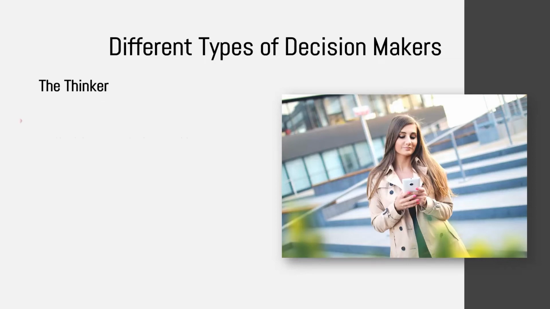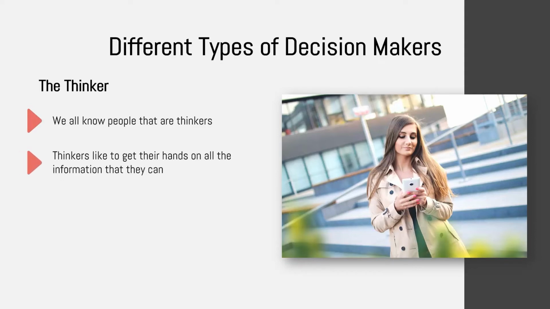The thinker. We all know people that are thinkers. They like to scrutinize everything and weigh up the pros and cons of the outcome of making a decision. Thinkers will not come to a decision until they have done this. They believe that they are outsmarting the opposition, you as the influencer, by being very methodical. Thinkers like to get their hands on all the information that they can. They try and restrain emotion and only use rational thought.